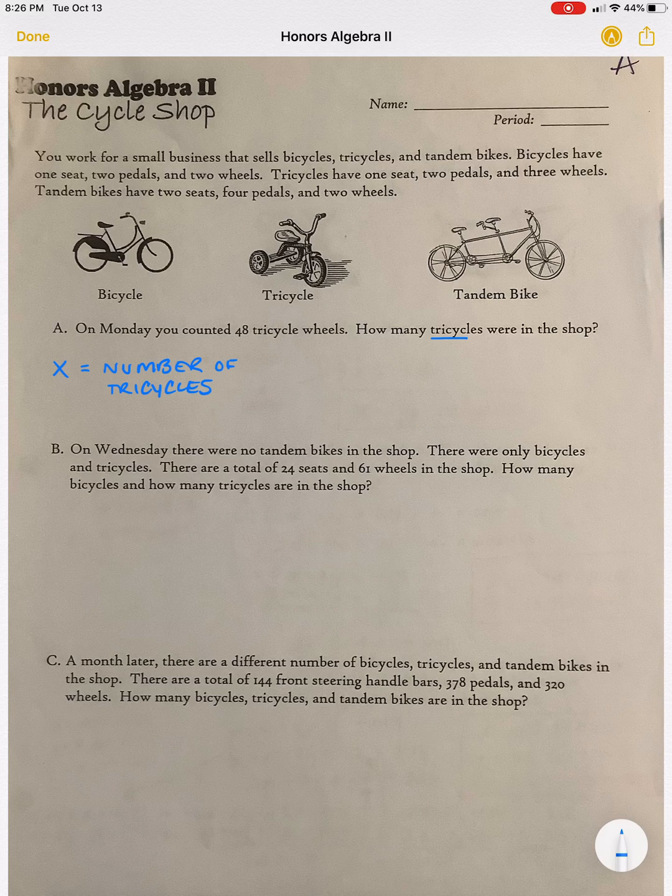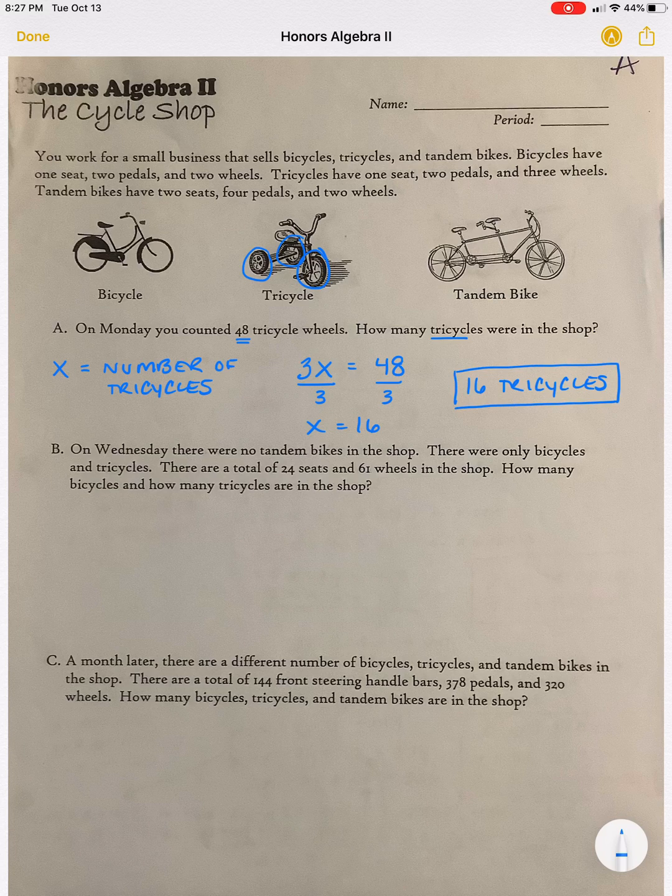It's very difficult to write an equation with variables if you don't know what that variable represents. So now we're going to make an equation that represents 48 tricycle wheels. Well, how many wheels does each tricycle have? Obviously here each tricycle has 3. So if we take 3 wheels times the number of tricycles, that's going to equal the total number of wheels in the shop. We divide both sides by 3, and that's where I got 16. Now we're not going to leave our answer as x equals 16. We're going to label our answer and answer the question, how many tricycles? 16 tricycles were in the shop.